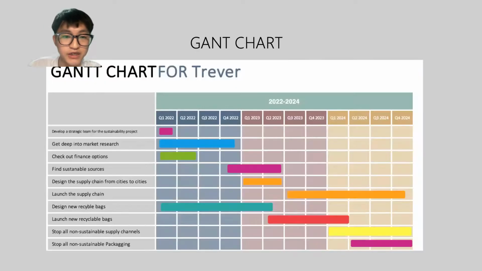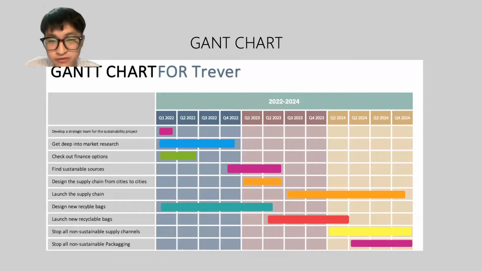Next, we have our Gantt chart. A Gantt chart is a series of horizontal lines that shows the amount of work done and production completed in a certain period of time in relation to the amount planned for those periods. So for Trevor, our project will be developing new opportunities for the business, such as finding new suppliers to become more sustainable and designing new recyclable bags for customers in store.